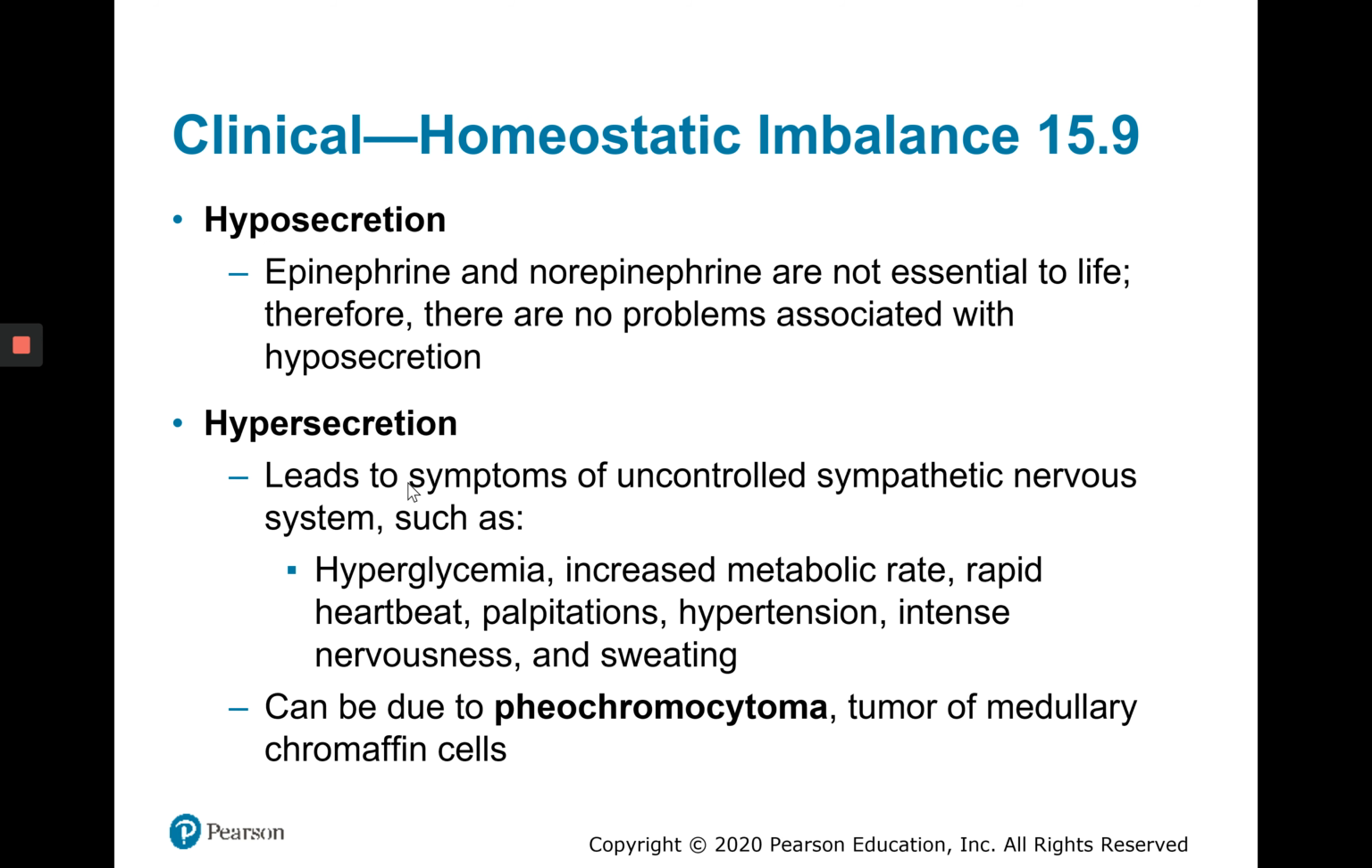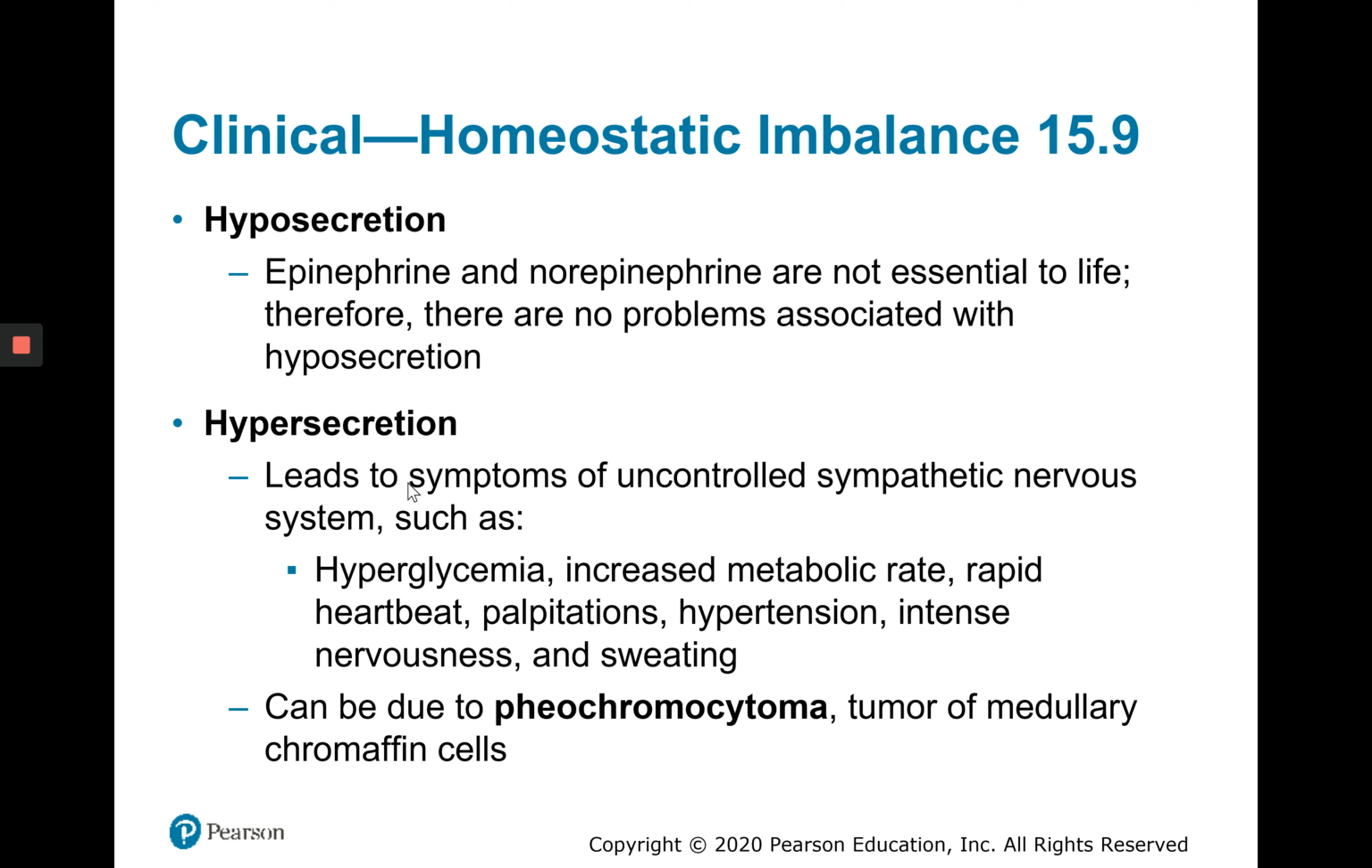So let's look at some homeostatic imbalances associated with the adrenal gland, specifically now the adrenal medulla. So the hyposecretion of epinephrine and norepinephrine, not really a big deal. They're not essential to life, so therefore there's no problem associated with their hyposecretion. Hypersecretion, though, of these catecholamines could lead to symptoms of uncontrolled sympathetic nervous system. So we could kind of have symptoms that make a person feel like they're fighting or fleeing all the time. So hyperglycemia, so increased glucose in the blood because the cells think, or the body thinks cells need this glucose. Increased metabolic rate, rapid heartbeat, palpitations, hypertension, increased nervousness, sweating.